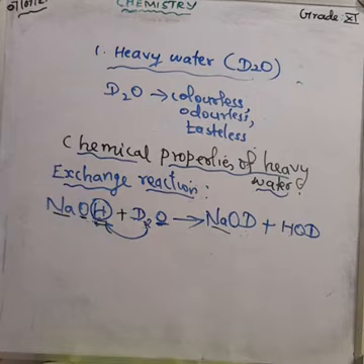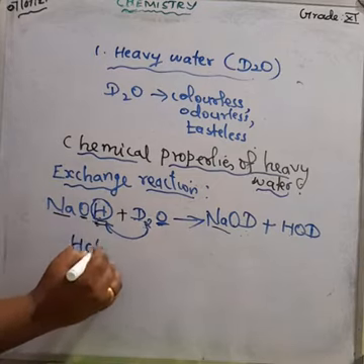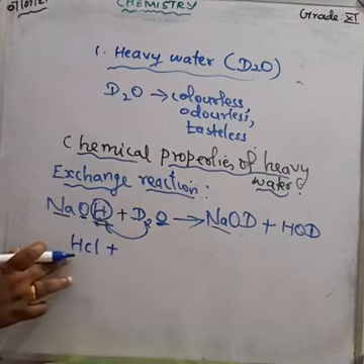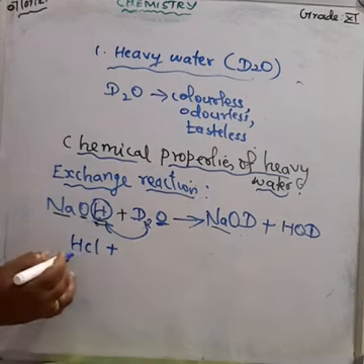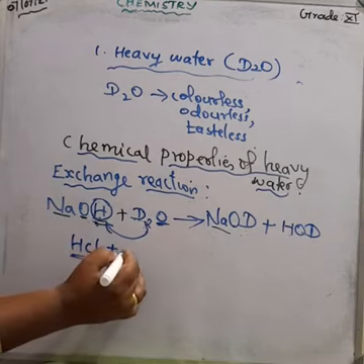This is one of the chemical properties. This is one example of exchanging the deuterium atom. Another example I am taking is hydrochloric acid. Hydrochloric acid, an acid, contains hydrogen.